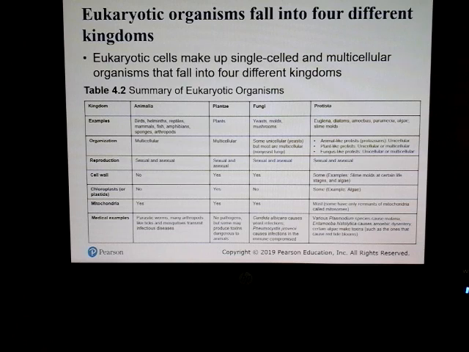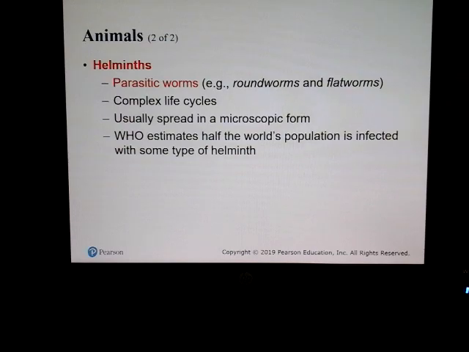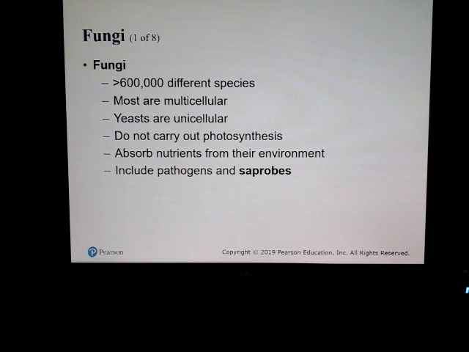So again, there's a lot of differences here. If we look at the eukaryotes, we have animals, plants, fungi, protista, etc., and they have a lot of interesting features. As far as animals go, the main one I want you guys to know would be parasitic worms. Please know that those are considered helminths. And they have very complex life cycles. And it's interesting, guys, because the World Health Organization estimates half the world's population is infected with some type of a helminth.